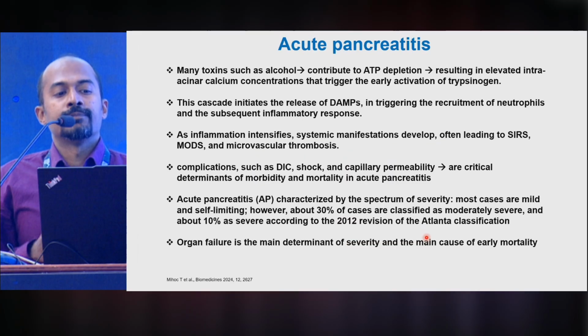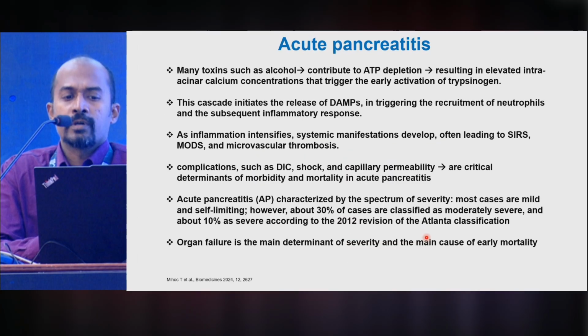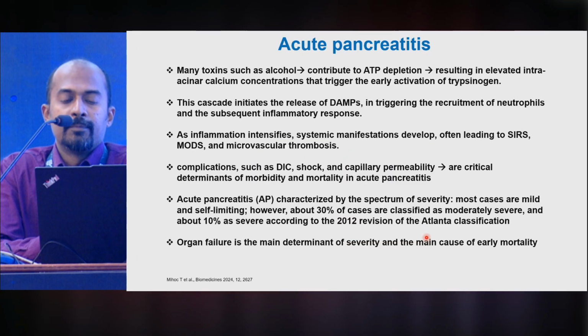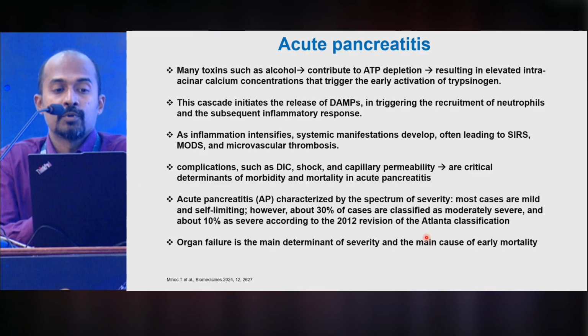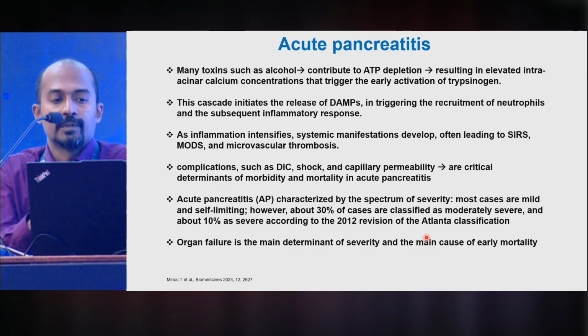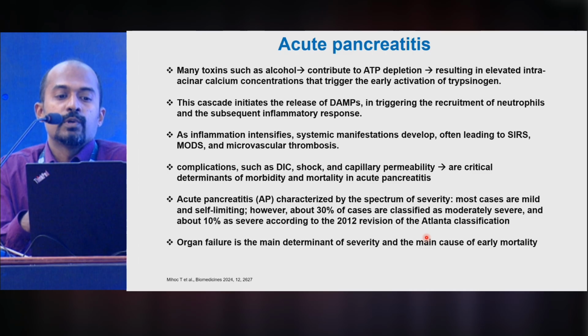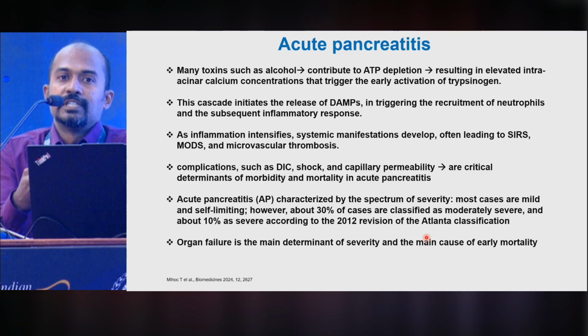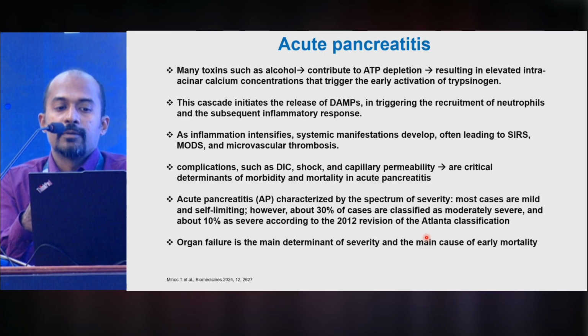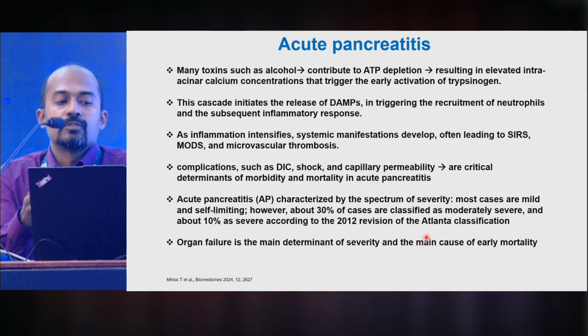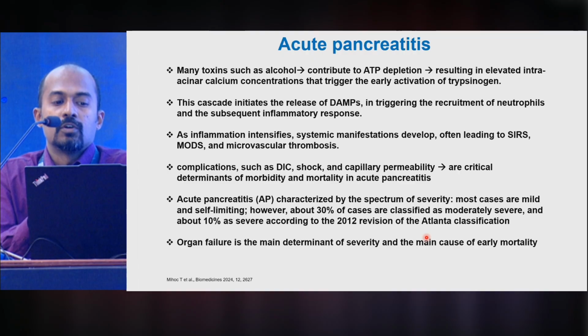But as a result of those toxins, what happens? They contribute to ATP depletion, resulting in elevated intracellular, intra-acinar calcium concentrations that trigger early activation of trypsinogen. This cascade leads to a release of DAMPs, triggering neutrophils and inflammatory responses, and when this inflammation intensifies, it becomes systemic and leads to SIRS, MODS, and microvascular thrombosis.